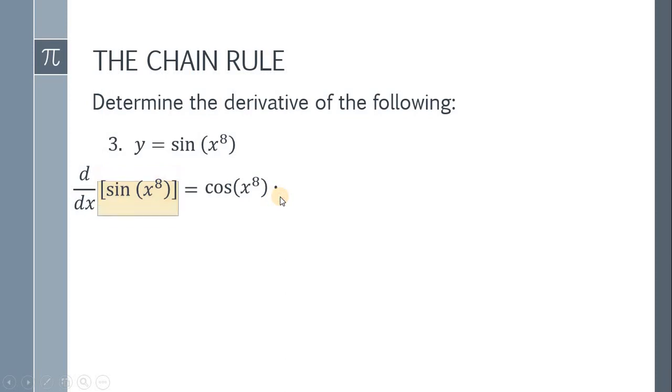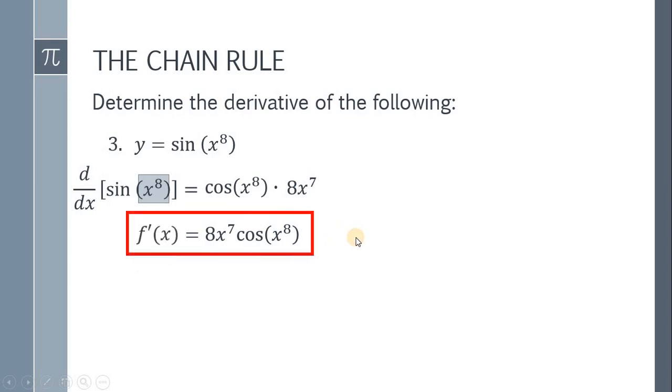But don't forget na meron pa tayong function sa loob ng angle, which is x raised to 8. So, kailangan natin i-multiply sa derivative ng x raised to 8. Ito yung chain rule. Okay? So, yung derivative ng x raised to 8 must be 8x raised to 7. Therefore, yung derivative natin must be equivalent to 8x raised to 7 times cosine of x raised to 8. And ito yung ating f prime of x, and we're done.